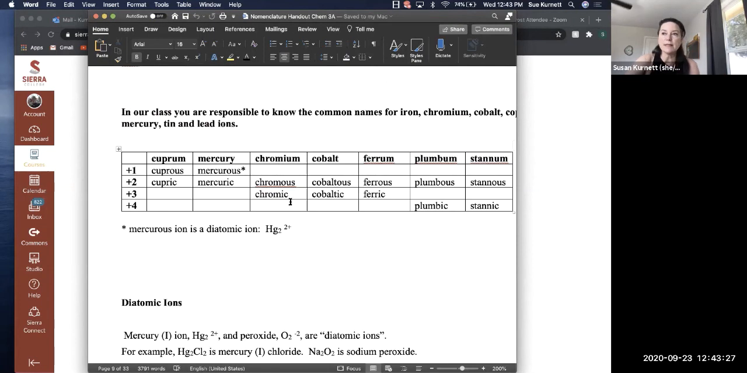Okay, so on this list, it talks about how copper can be +1 or +2. Mercury can be +1 or +2. Chromium, cobalt, and iron, charge choices are +2 and +3. And then for tin and lead, the charge choices are +2 and +4.